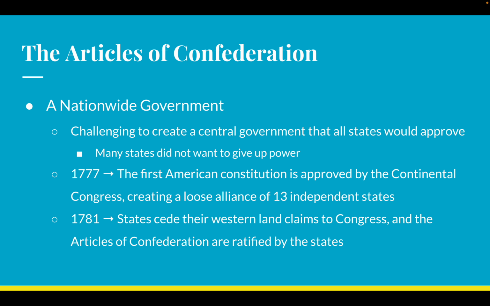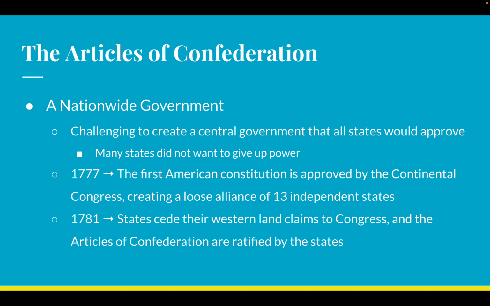So by 1777, about 1 year after we declare independence officially with the Declaration of Independence, we approve the first Constitution, which consists of the Articles of Confederation. We create a loose alliance, or a confederation, if you will, hence the name, of these 13 independent states. So we are one country, the United States of America, but we are United States. We are not one single entity, one single thing. We are a collection of 13 things, 13 states.